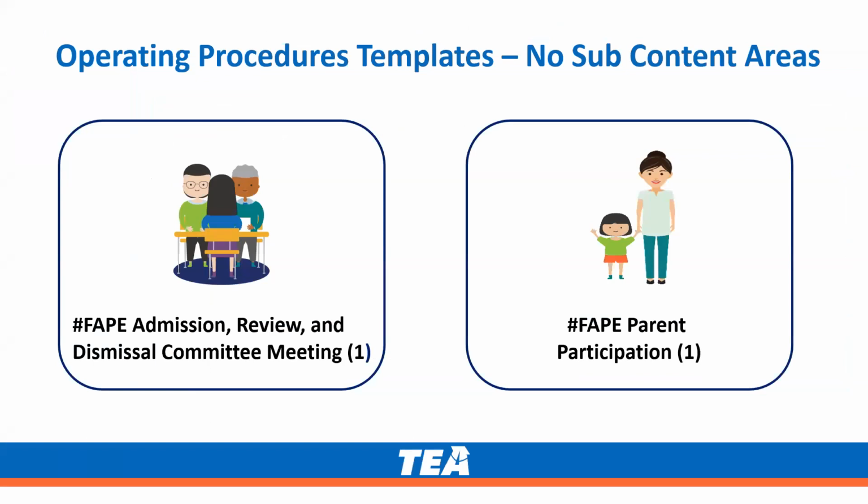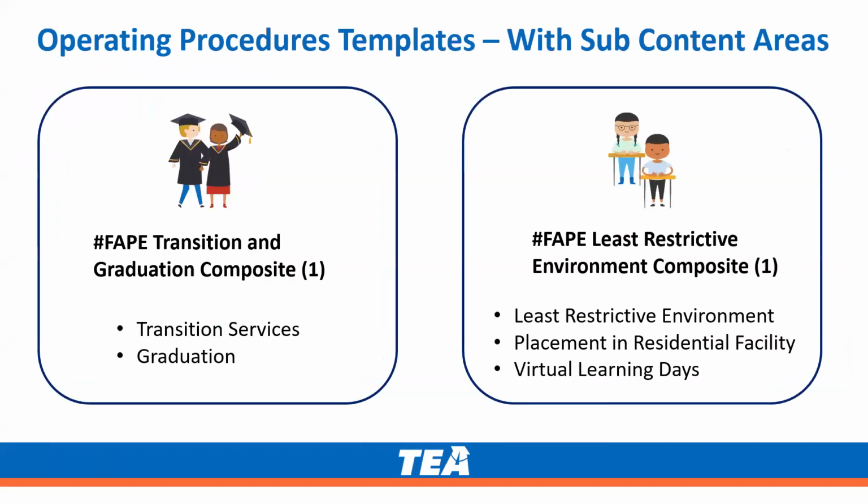The operating procedure templates that do not have sub-content areas are the ARD committee meeting and the parent participation templates. The ones with sub-content areas are the transition and graduation composite. That one includes transition services and graduation. The LRE composite includes the least restrictive environment, placement in a residential facility, and virtual learning days.